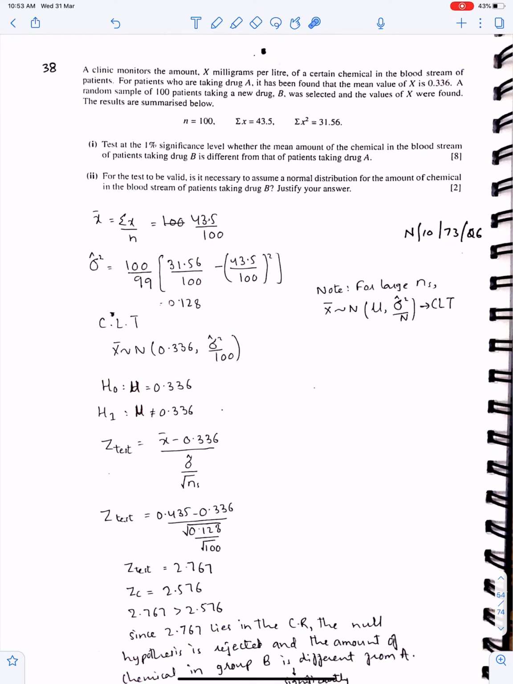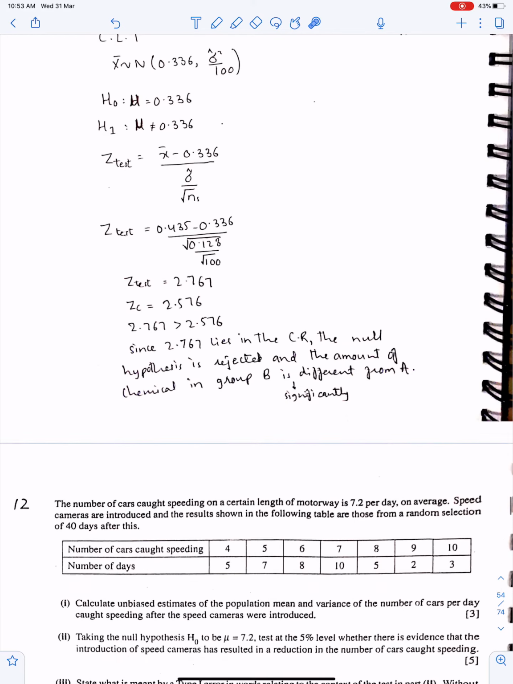Next question. Since there is no part on type 1 and type 2 in this question, I'm leaving this question.